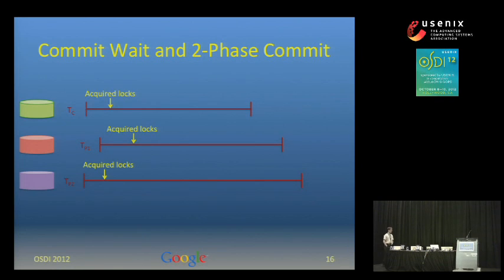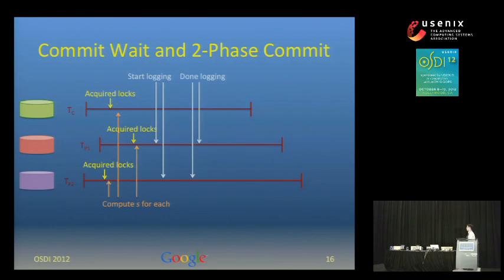Commit wait also interacts with two-phase commit. We can overlap the work for two-phase commit as well. So let's say we have 3 participants. Each of them acquires locks. Well, each of them picks a timestamp using the algorithm I described. The 2 non-coordinator participants log their prepared messages, and then they're done logging their prepared messages. They send prepared back to the coordinator, and they piggyback their values of S on the prepared message.